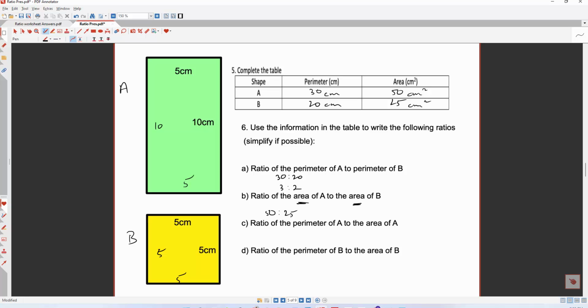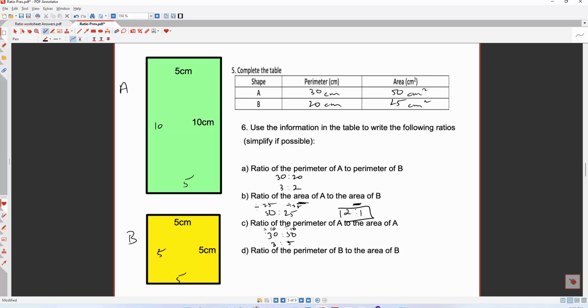Now 25 will go into 25 and 25 will also go into 50. So what we'll do is divide 50 by 25 and divide 25 by 25. Now 25 goes into 50 twice, and 25 goes into 25 once. So the ratio is 2 to 1. Alright, ratio of the perimeter of A to the area of A. So we're going perimeter to area. So this one's going to be 30 to 50, which divide both of them by 10 is going to be 3 to 5.